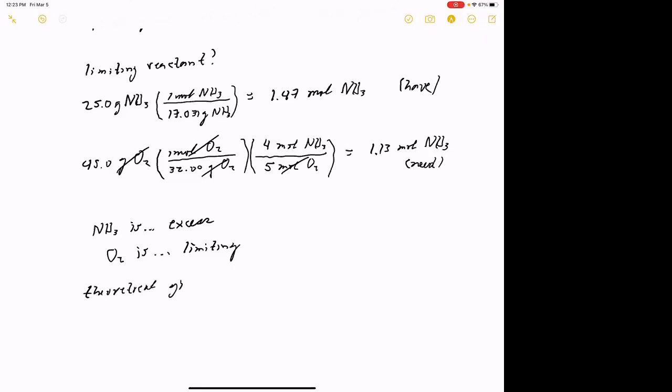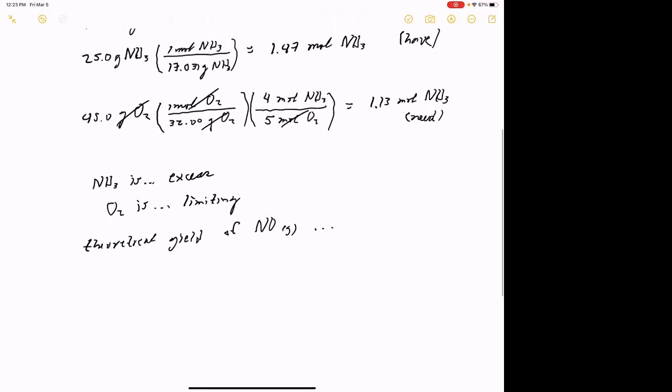In other words, how much of the nitrogen monoxide can I make based on the limiting reactant that I have? Okay, so we basically said that the oxygen was the limiting reactant. So we're going to just work backwards from the standpoint of the oxygen. So I'm going to go ahead and just start with my 45.0 grams of O2. I don't have this calculation anywhere else, so I'm going to go ahead and just work it. Take it to moles.